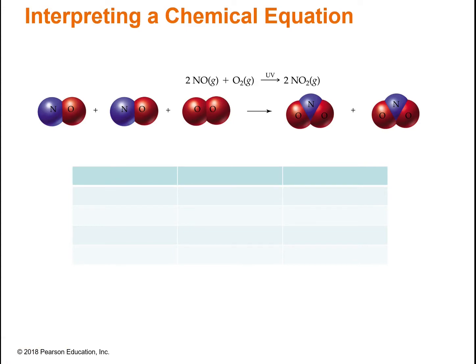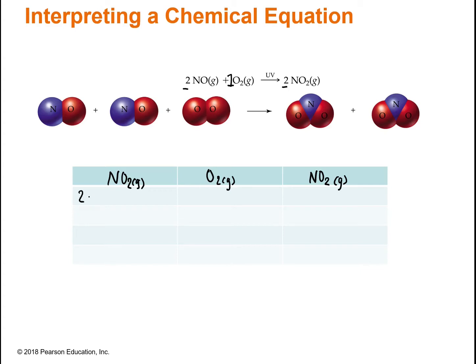Let's say that we have an equation like we do here. We've got nitrogen monoxide and oxygen gas combining to make nitrogen dioxide. Let's make a little table. We're going to talk about how much of each reactant we need and how much product we'll make. From the chemical reaction, we can look at the coefficients, which are the numbers in front. There's a 2, the implied 1, and the 2.